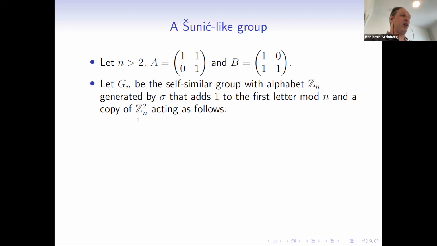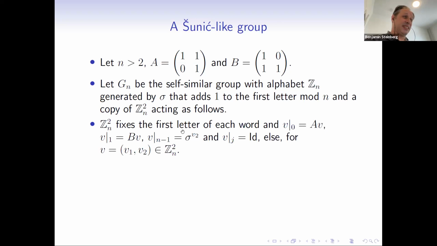And we have a copy of Z mod n squared, which acts as follows. It fixes the first letter of a word. The section at 0 is multiplied by the matrix A, and the section at 1 is multiplied by the matrix B. The very last section is raise sigma to this second coordinate power, and you don't do anything anywhere else. It's like the unique group, but the point is we throw in these two matrices which generate SL2 Z mod n, because these two matrices act transitively on Zn squared mod multiplication by a unit, so on the kind of projective space.